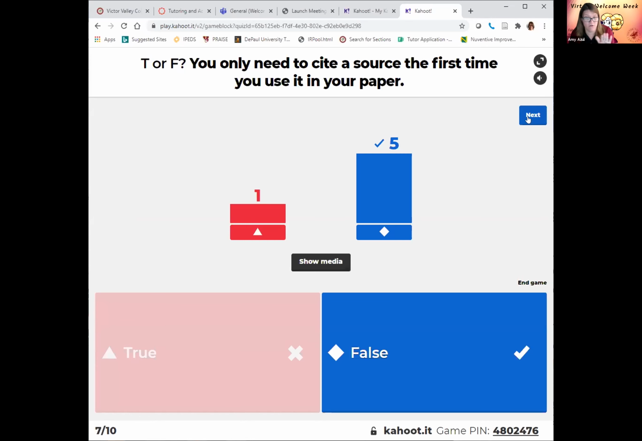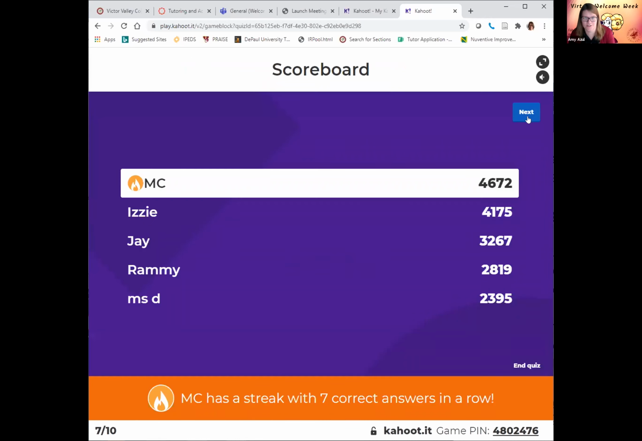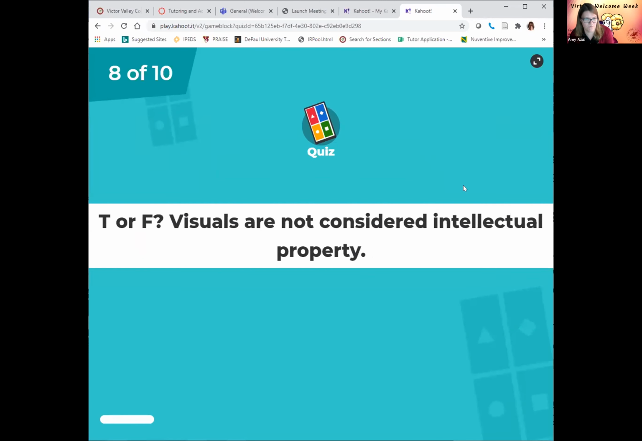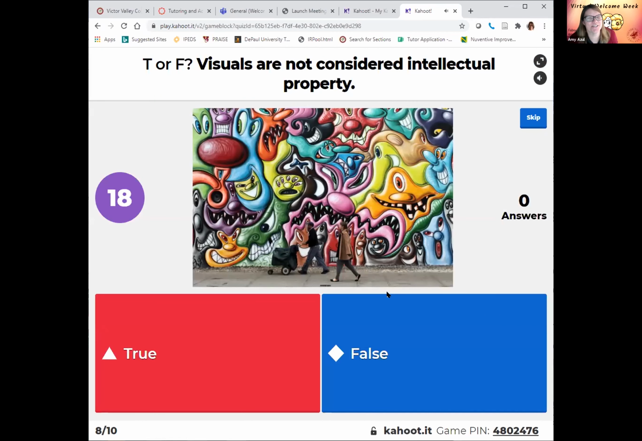But when in doubt, rule number 1 for me every time is talk to your professor. Always talk to your professor. They are the final decision on all of this. Always reach out to them, but we can always give you some guidance too in the tutoring center. But the professor, honor thy professor's commandments. Visuals are not considered intellectual property. True or false?